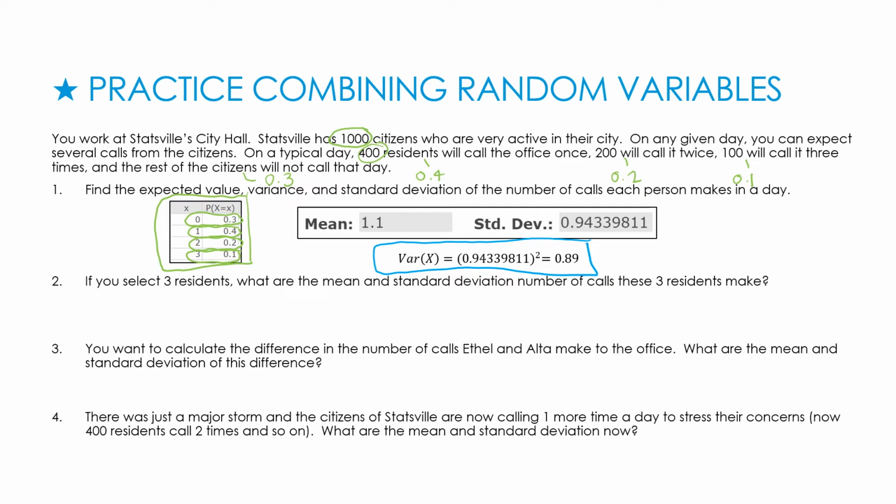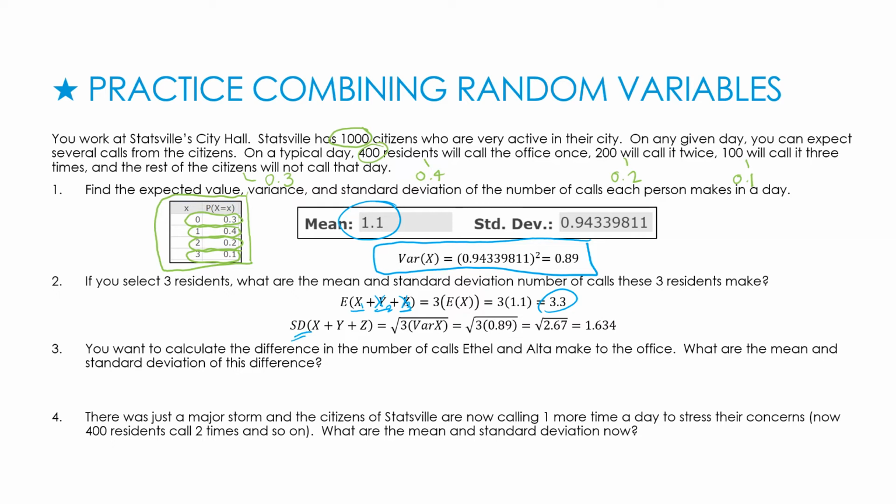So let's look at number 2. If I select 3 residents, what are the mean and standard deviation for the number of calls of those 3 residents? So really what I'm saying is I'm taking x plus y plus z, or you might see that written as x1, x2, x3, because it's really the same random variable. So in this case, because they're all the same, I can just take 3 times the expected value. If I expect each one to call 1.1 times, then I expect 3 of them to call 3.3 times. No tricky math there.